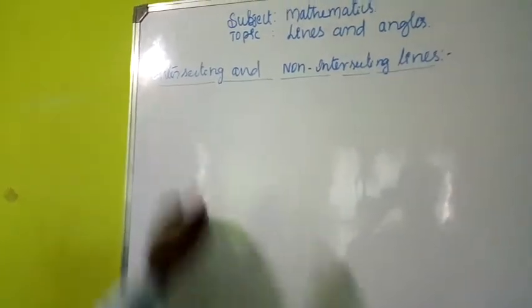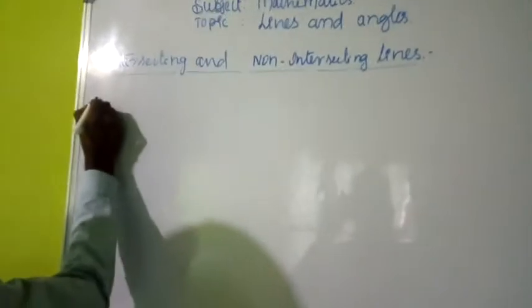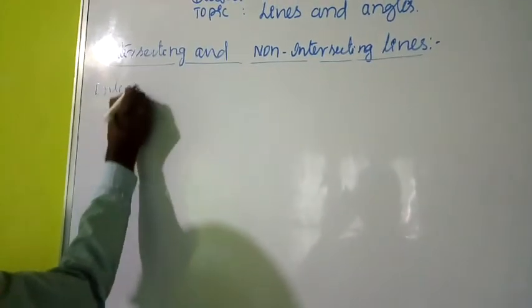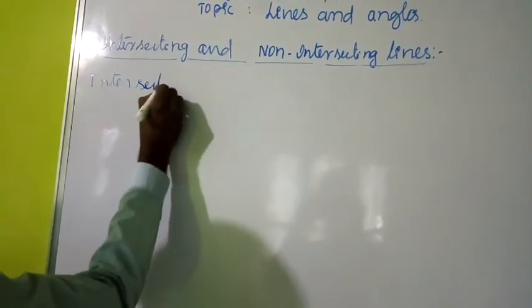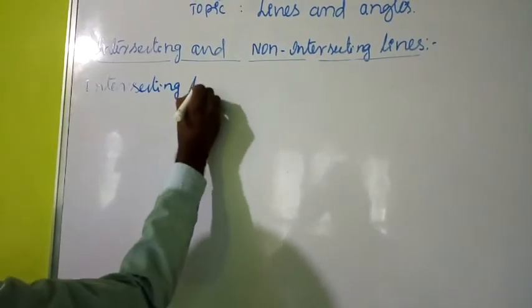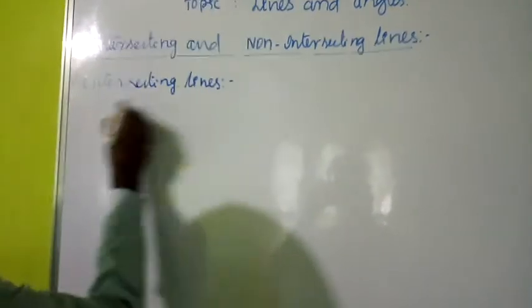So let us study one by one. First one, it is intersecting lines. Intersecting lines. So students, what is meant by intersecting lines?